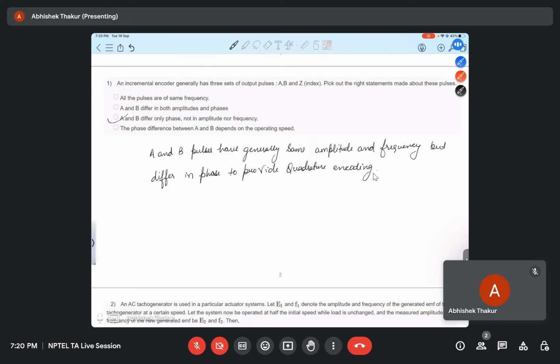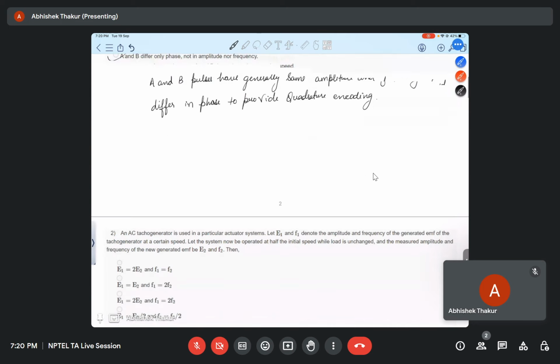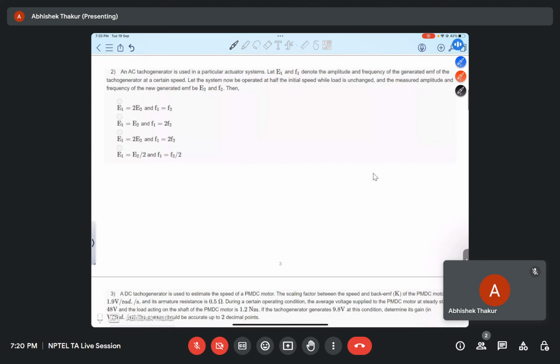In option A, it is given that all the pulses are of the same frequency. Yes, this is a true statement, but C is the most appropriate. B says that A and B differ in both amplitude and phase. This is also wrong. D says that the phase difference between A and B depends on operating speed. This is also wrong. So now we'll move on to the next question.